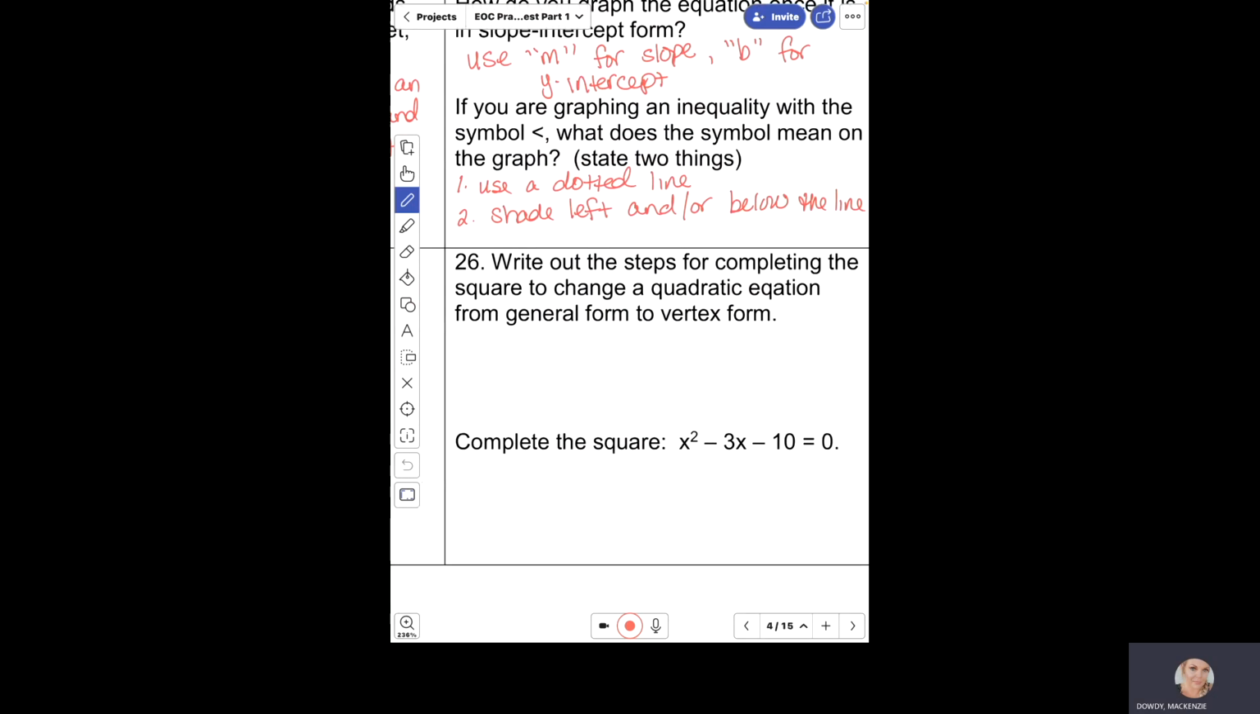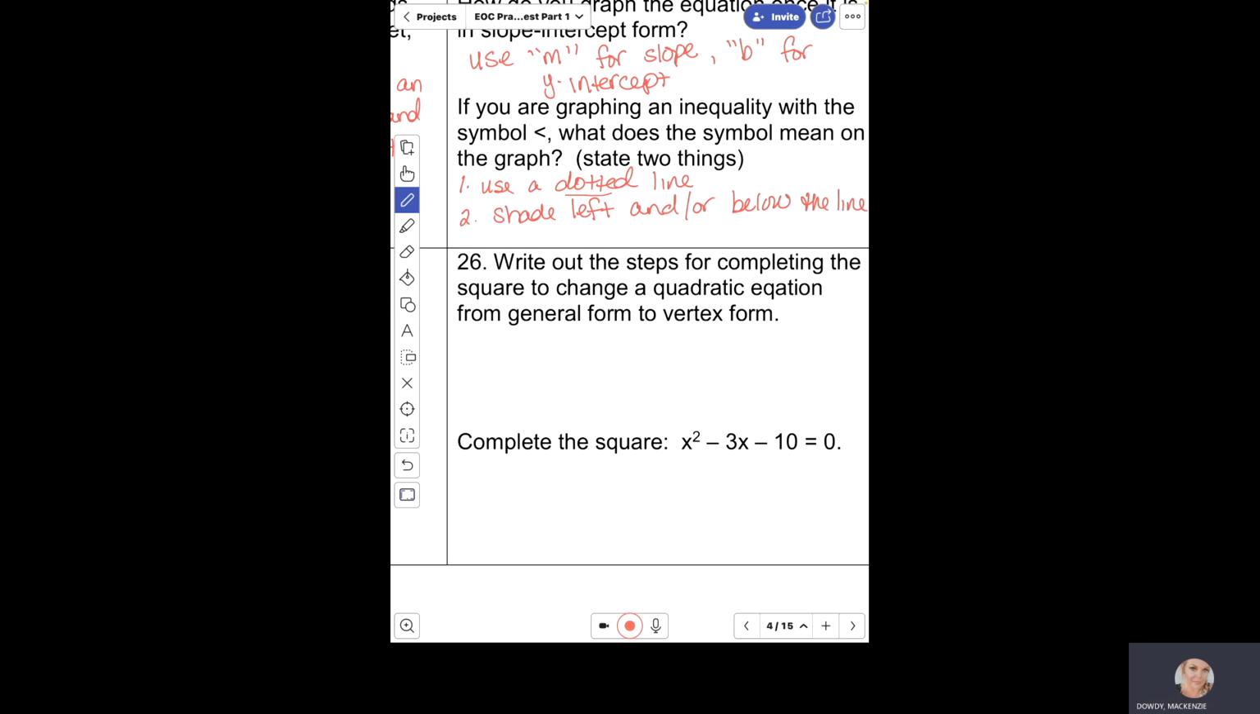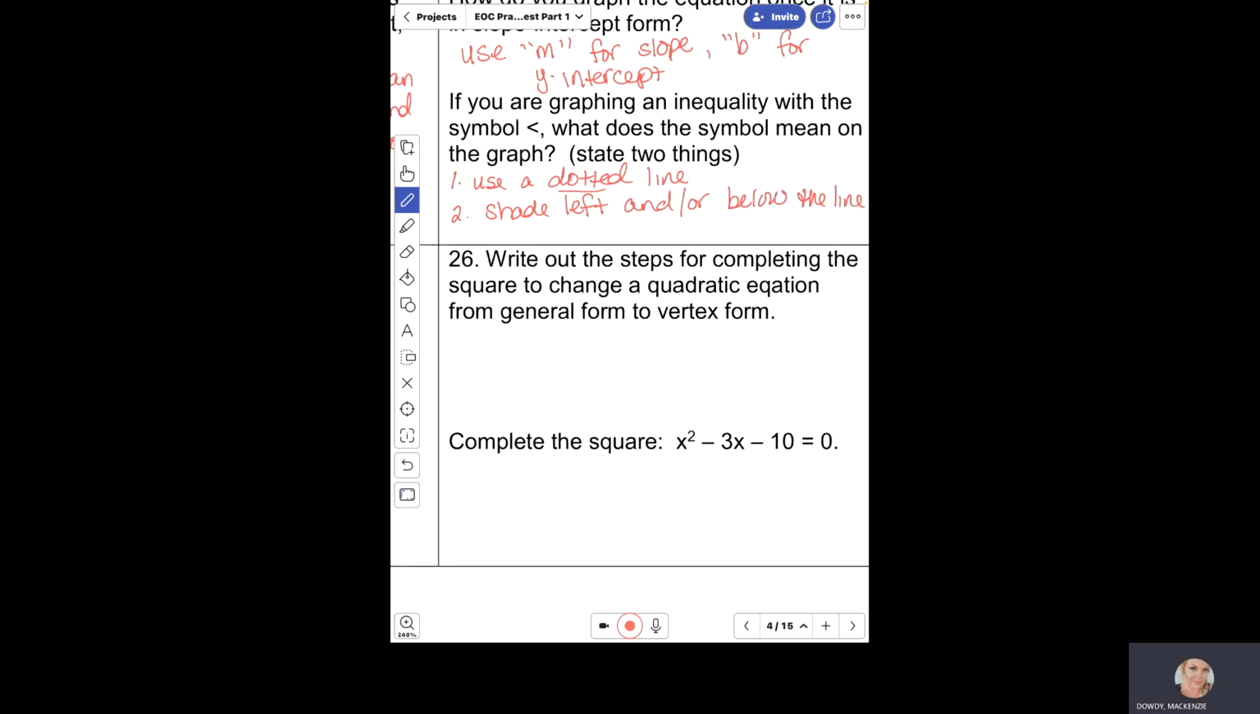Number 26, they want us to write out the steps for completing the square to change a quadratic equation from general form to vertex form. I'm going to see, nope, I can't erase that. That doesn't work. Oh, that doesn't work either. Okay, I'm not going to be able to do what I wanted to do.